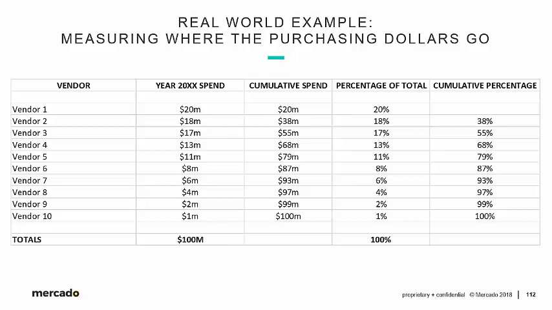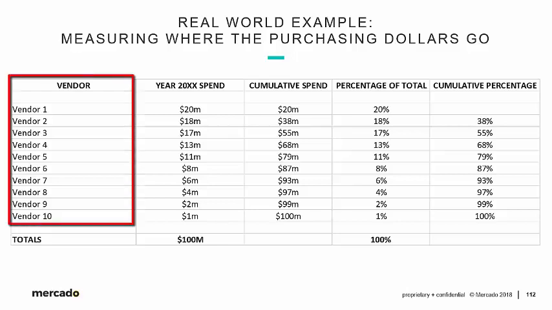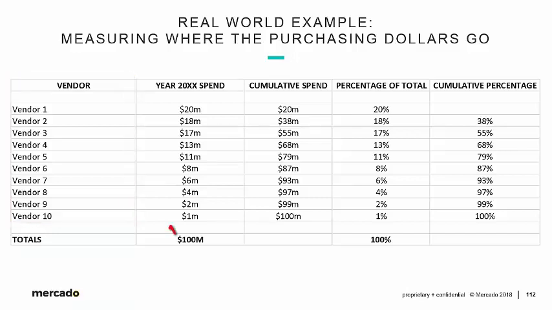This is for illustrative purposes. Left-hand column, we have our 10 vendors. We will note down the bottom that there's our $100 million total spend. In the second column, it's year 2000 and whatever spend by vendor.